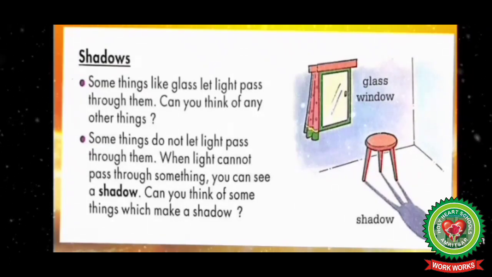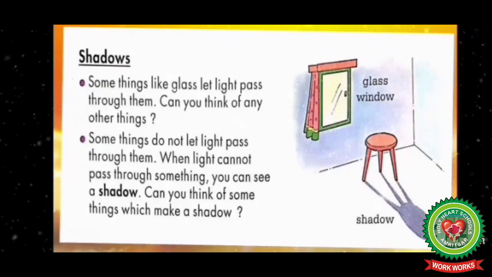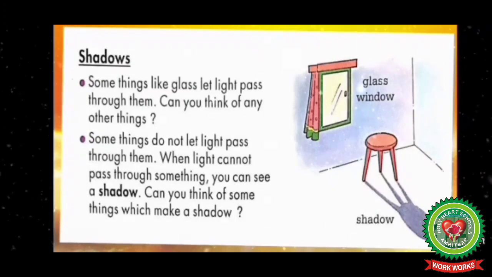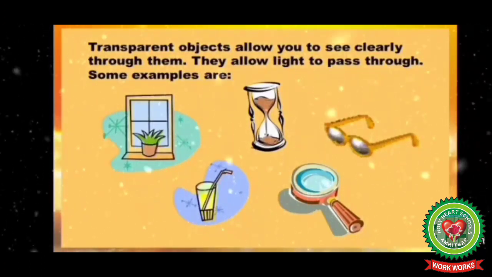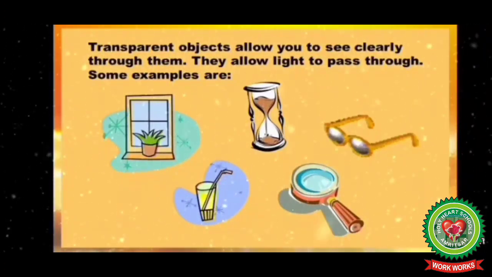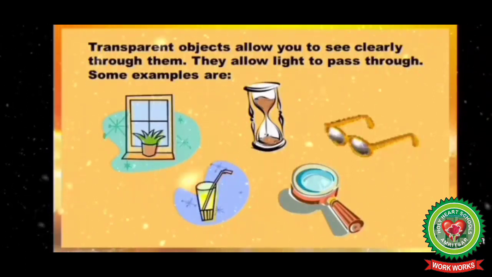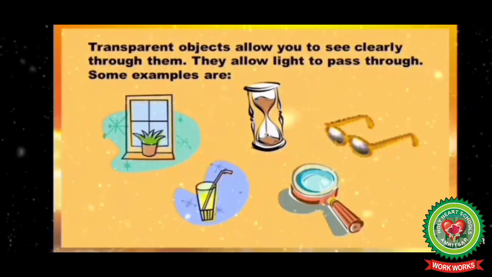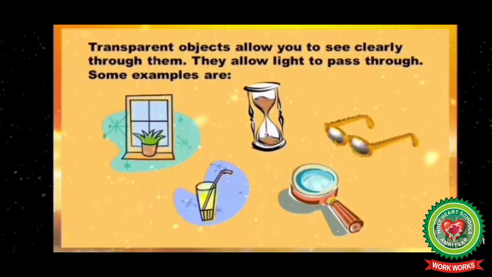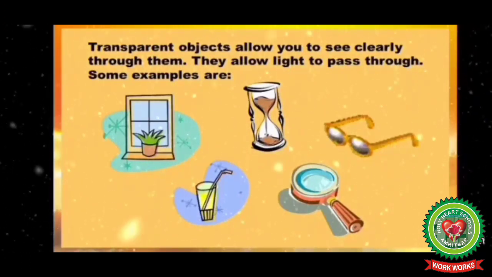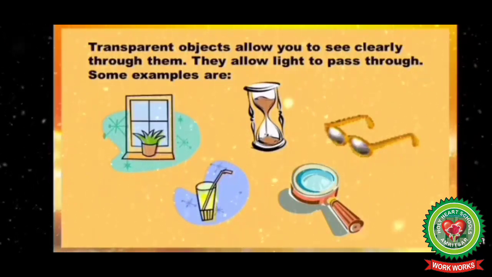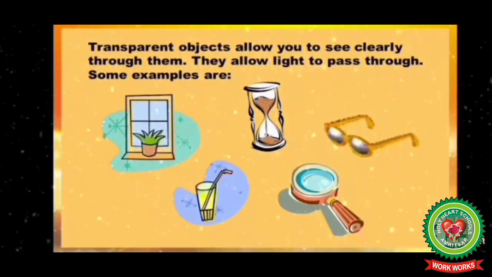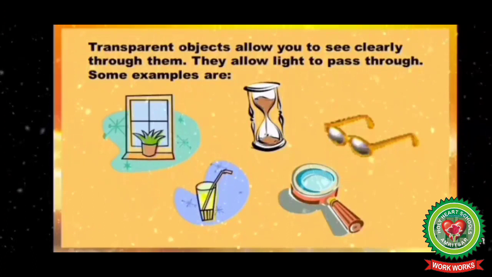Yes, there are many things that let light pass through them. They are called transparent objects. Dear students, transparent objects allow you to see clearly through them. They allow light to pass through. Some examples are window, glass, sand glass, magnifier glass and sunglasses. These objects let light pass through them.